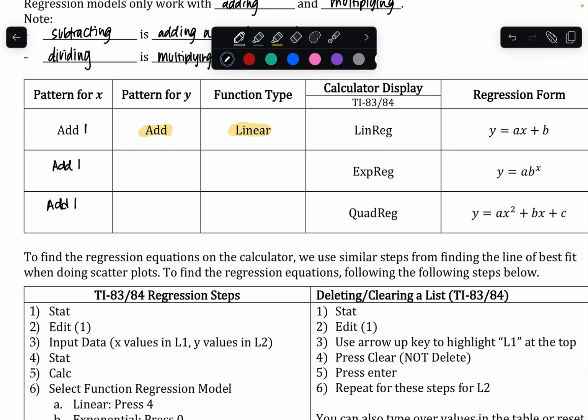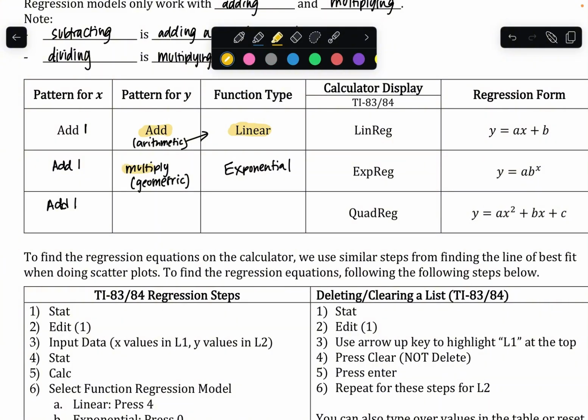And so if you are adding any number, you're dealing with an arithmetic sequence, which corresponds to a linear function. If you are multiplying by a number, you are dealing with an exponential function because that corresponds to a geometric sequence.